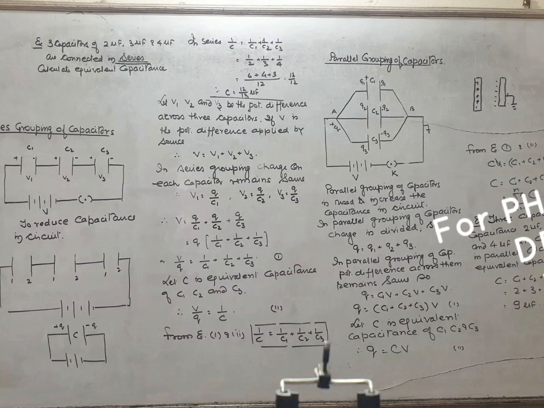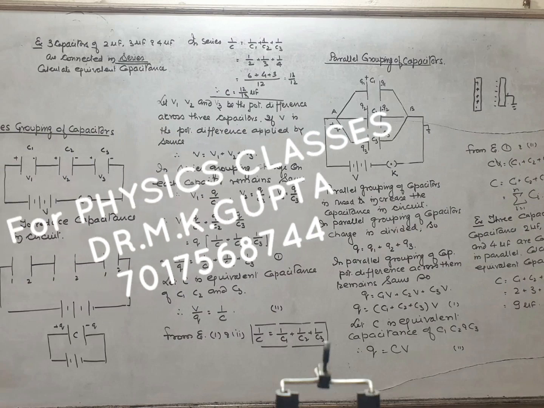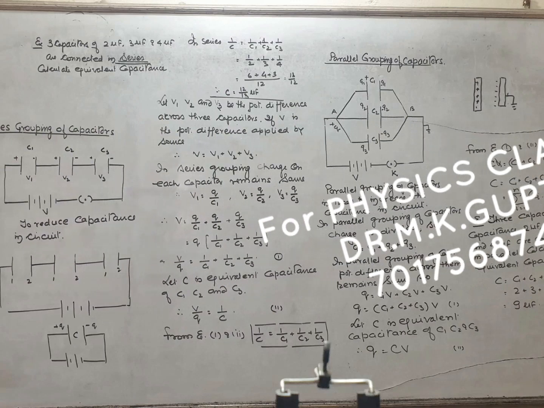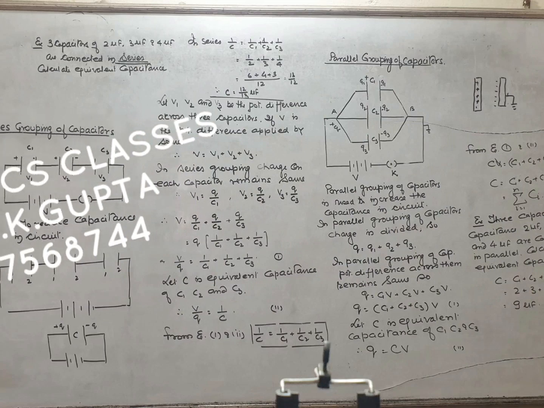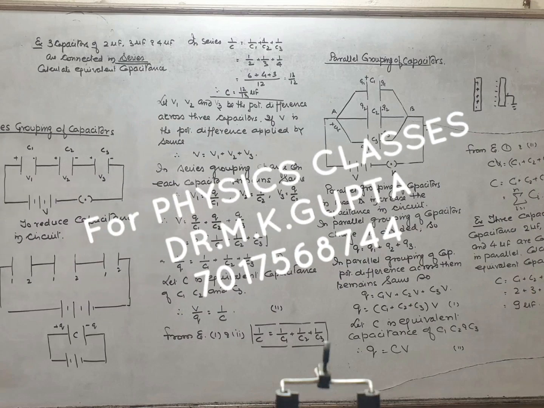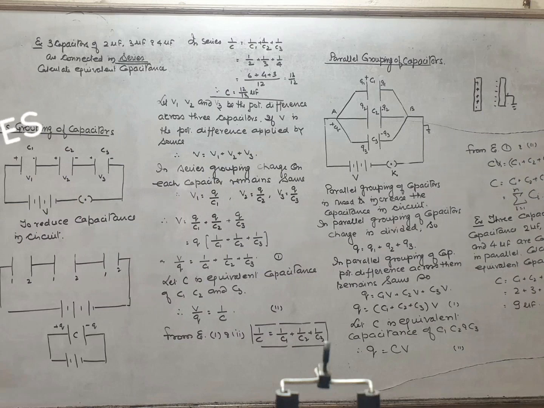If we say C is the equivalent capacitance, then V upon Q is equal to 1 upon C. Comparing the two equations, 3 and 4, you will find that 1 upon C is equal to 1 upon C1 plus 1 upon C2 plus 1 upon C3.